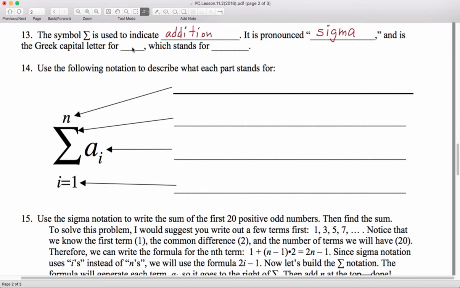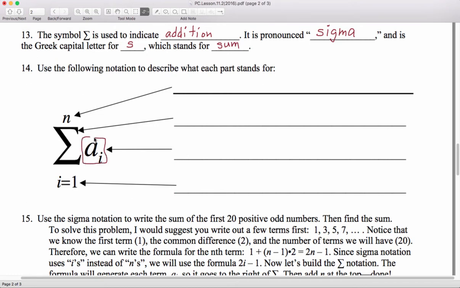And it's actually a Greek capital letter for the letter that we might use in English as S, which stands for sum. So that's really the reminder that we're supposed to have: sigma really is S, and S stands for sum. So it's a shorthand way of writing summations, of writing series. It just helps us condense a lot of information into a short space. So there are different components. So let's start with this thing right here.